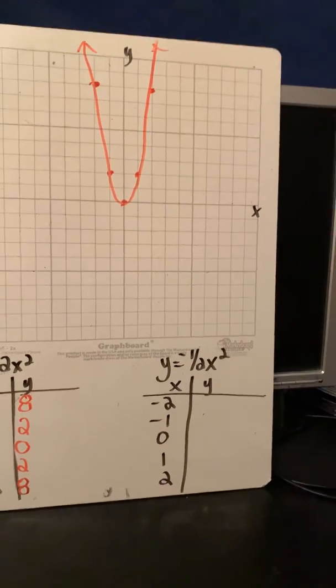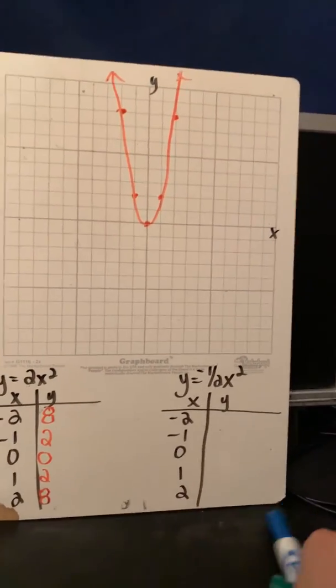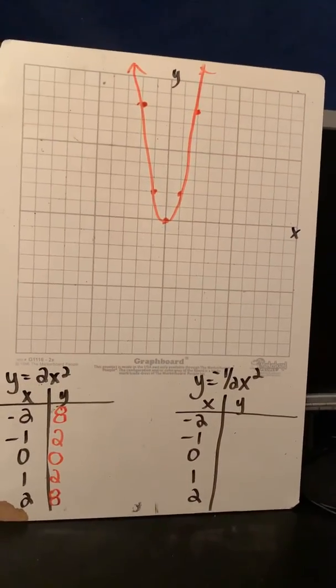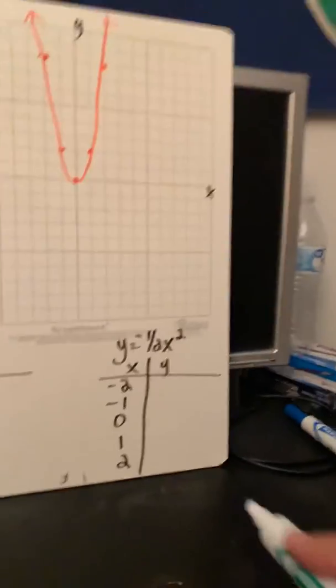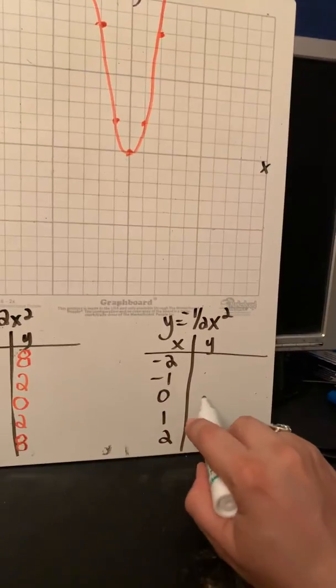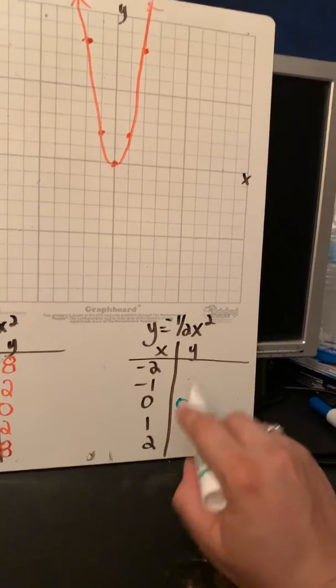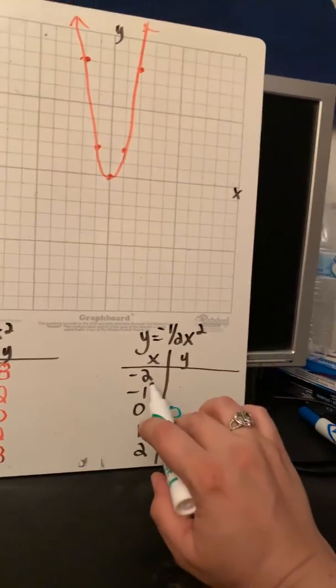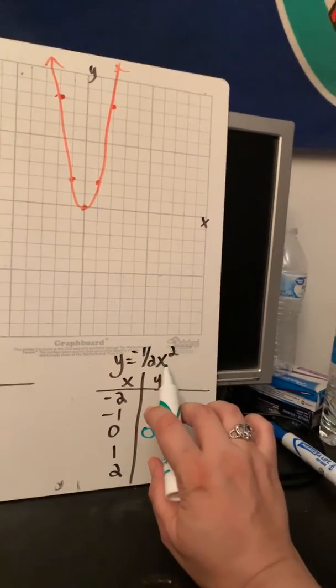Let's look at this one. Again, we're plugging in -2, -1, 0, 1, 2. Always use those. 0 is easy. I'm just going to mark it down as 0 because when you plug that in there, it's just going to be 0. So plug -2 in.